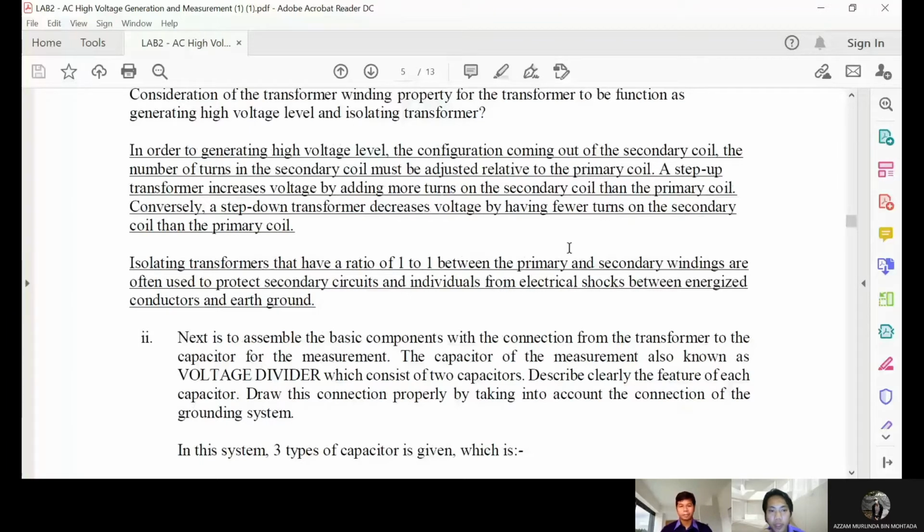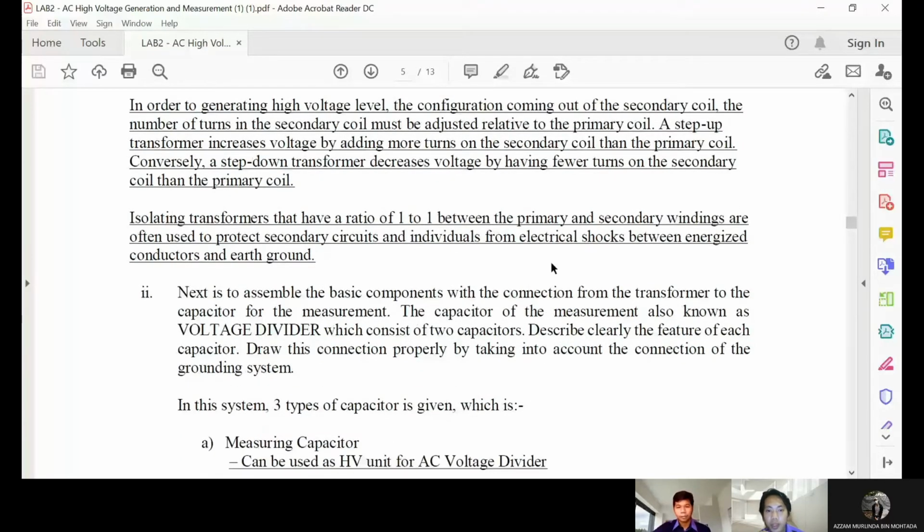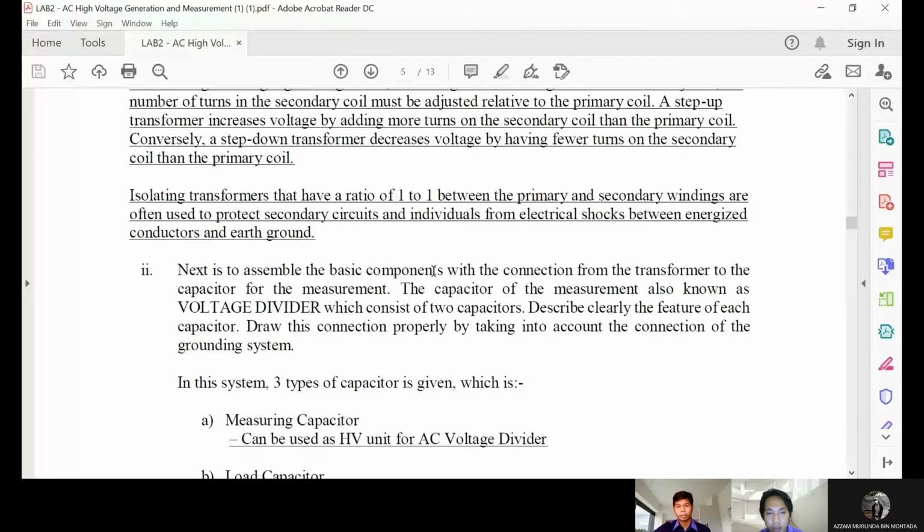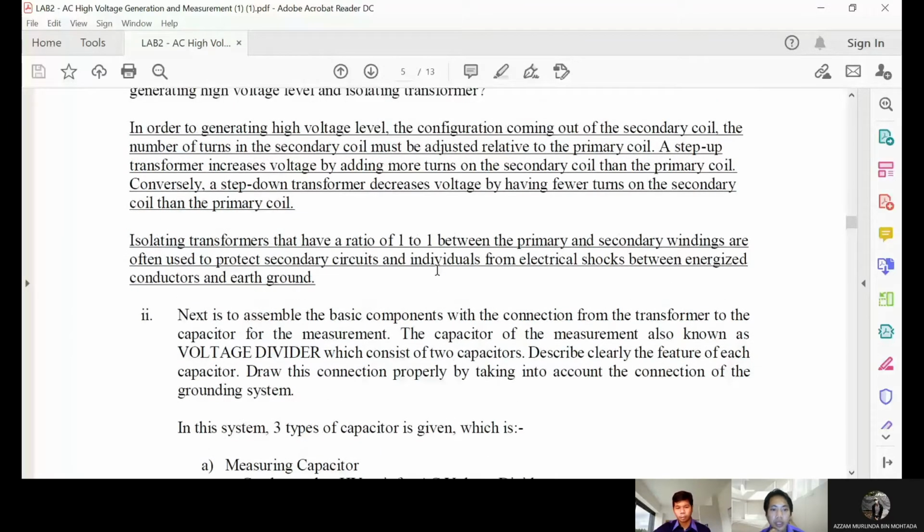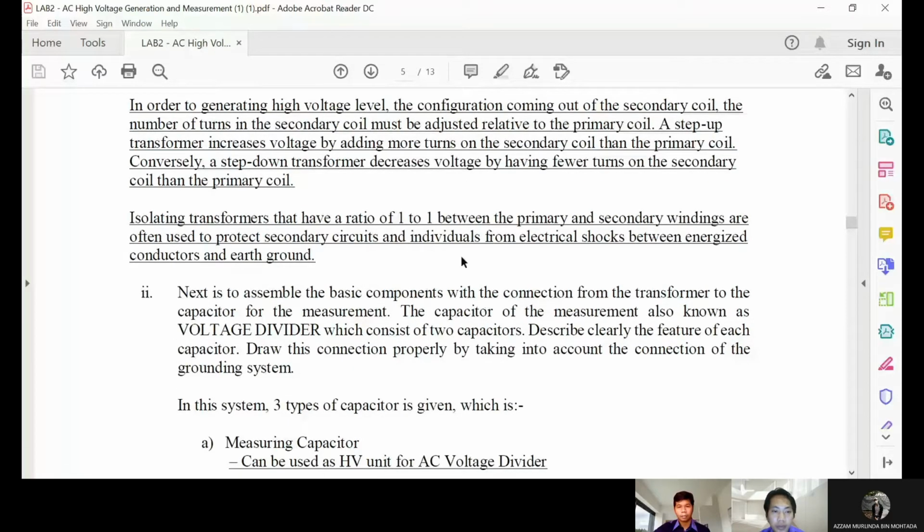So if we want to make the transformer step up, we must add more turns on the secondary coil than the primary coil, and vice versa to decrease the voltage. An isolating transformer that has a 1:1 ratio between the primary and secondary winding is often used to protect the secondary circuit and individuals from electrical shock between energized conductors and earth ground.